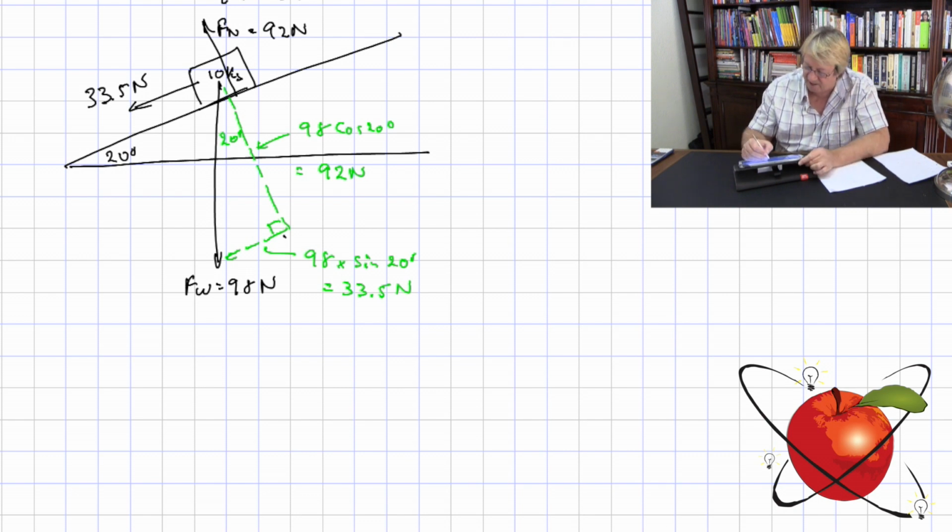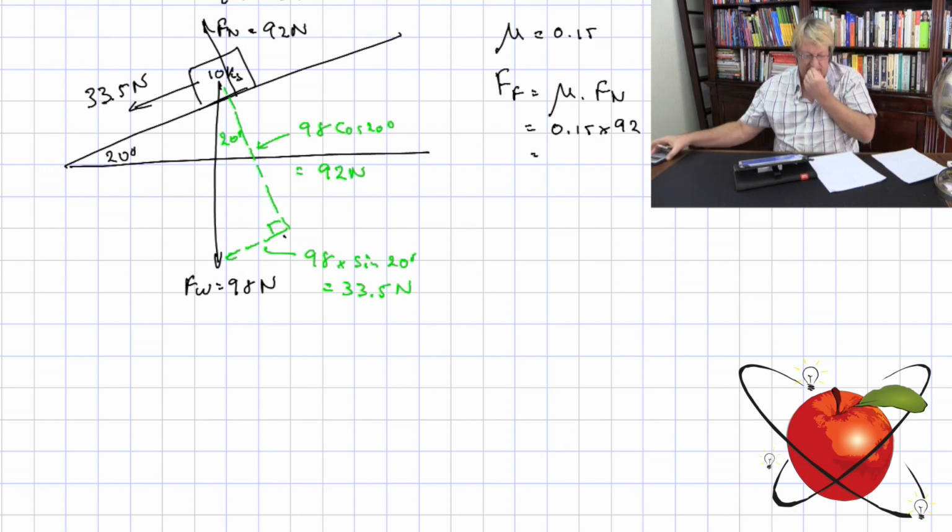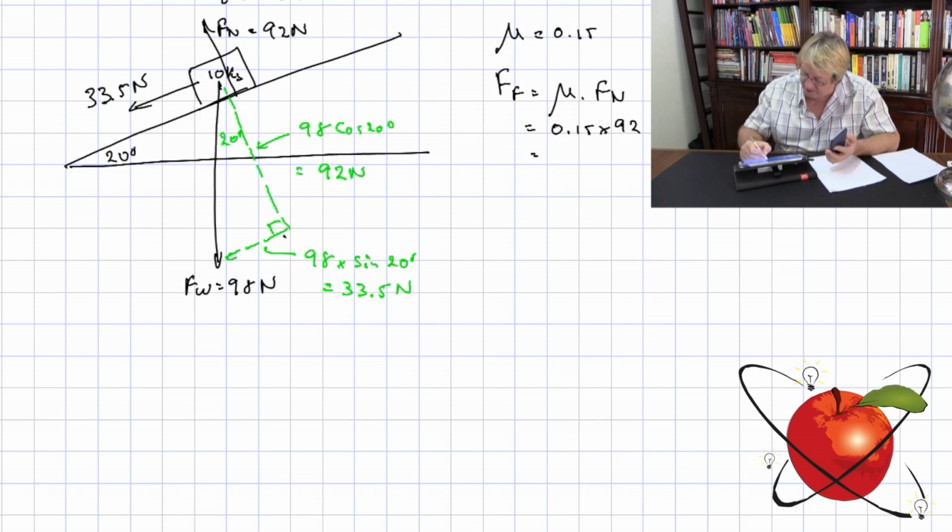Remember, they told us that for this problem mu equals 0.15. We see mu, we calculate FF. FF is equal to mu times F normal, which is 0.15 times 92, which is equal to 13.8 newtons.